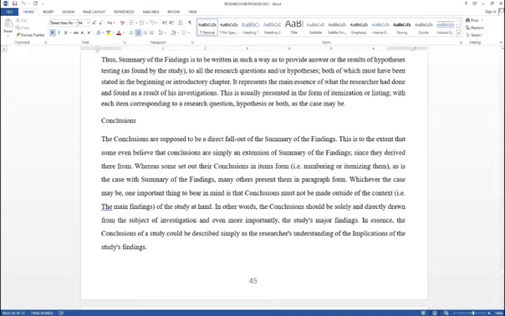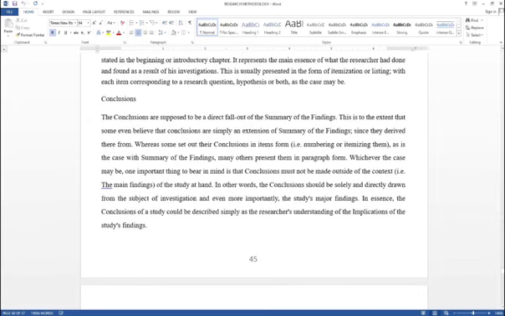In other words, the conclusion should be solely and directly drawn from the subject of investigation, and even more importantly, the study's major findings. So your conclusion can never go outside what you have done. You're making conclusions based on what you have actually done within the context of the work. In essence, the conclusions of a study could be described simply as the researcher's understanding of the implications of the study's findings.